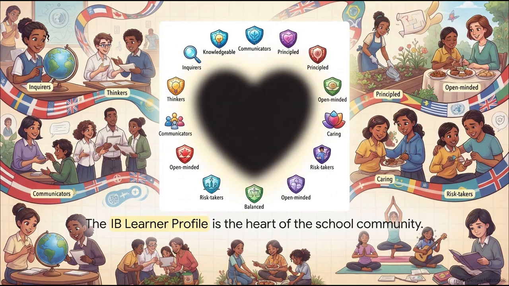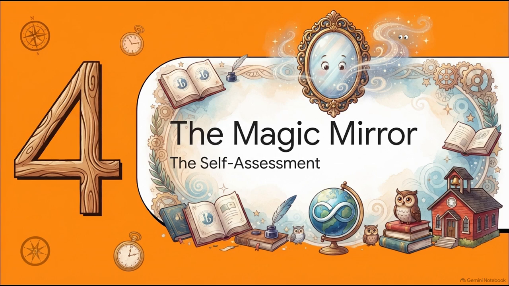In fact, Standard 0301 specifically mandates that your school must intentionally consider the IB learner profile in all of its policies. It's designed to foster international mindedness and help individuals become truly responsible members of our global community. Section 4, the magic mirror, which is all about the self-assessment process itself.